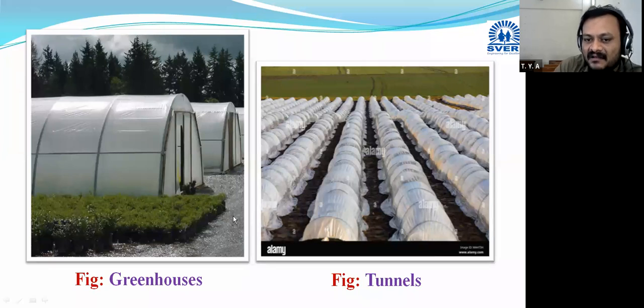Okay, and due to this, what will happen? Due to controlled environmental conditions, whichever conditions are healthy for the faster growth of that crop, you can create here in this greenhouse. And very much similar to greenhouse, we are manufacturing these tunnels. Okay, only difference is that these have a longer length. These are a little bit lengthy, or tunnel shaped. Their working or functioning is very much similar to the greenhouses.